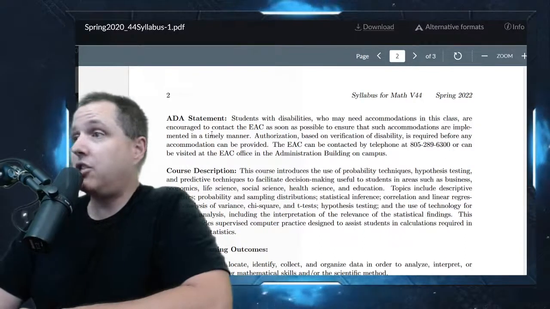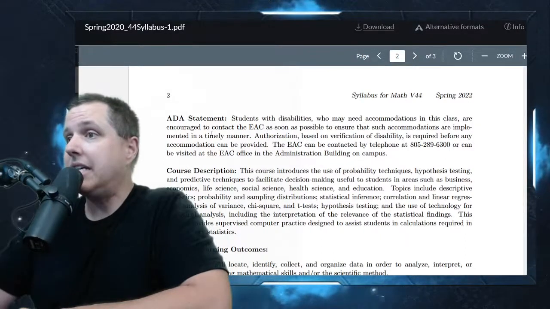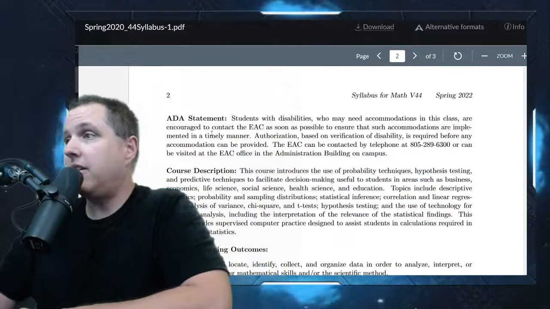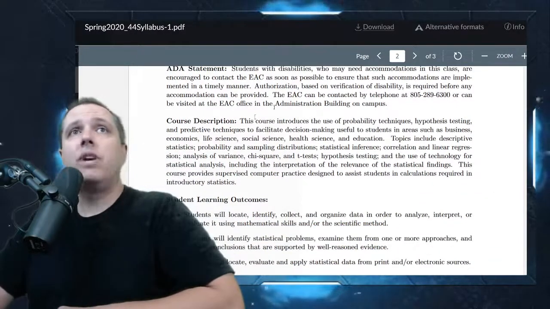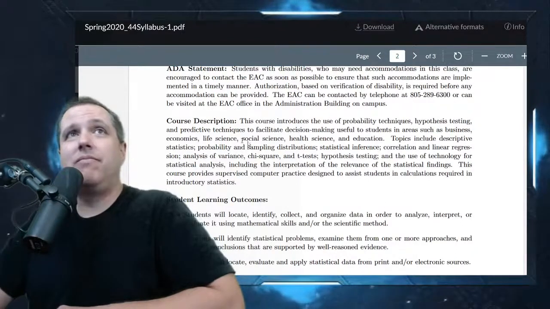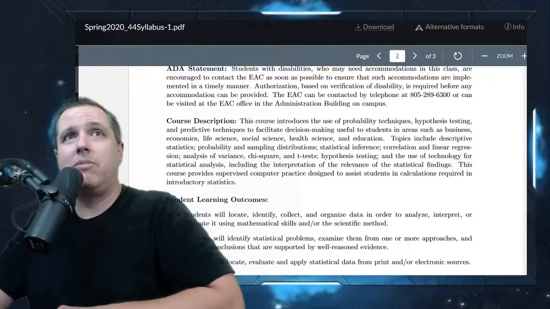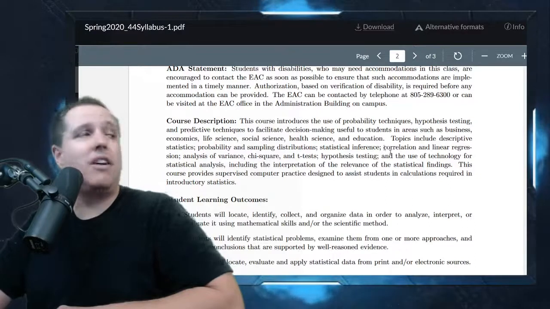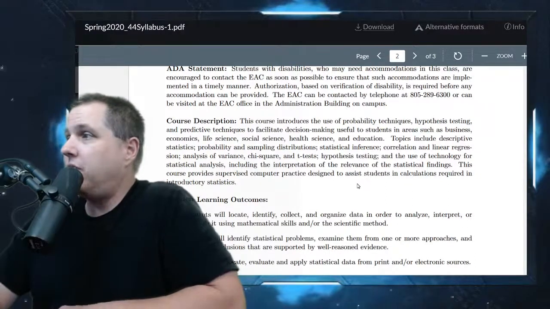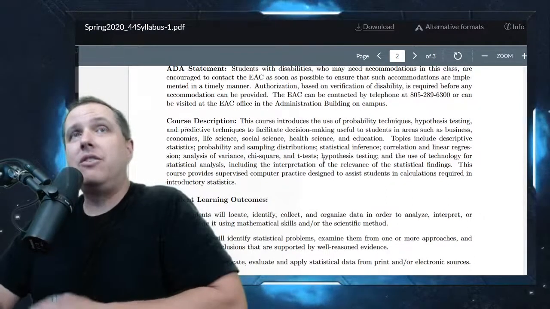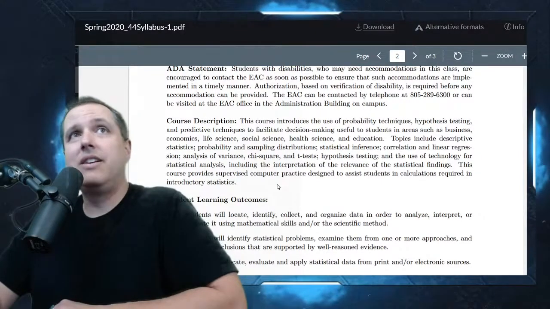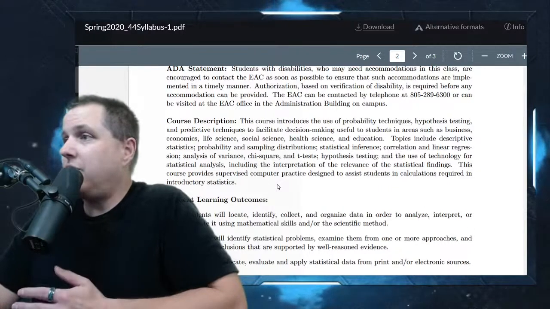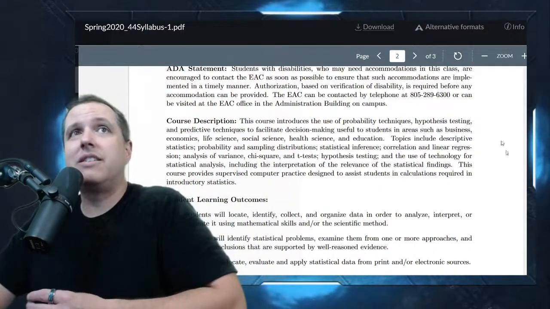But if you have a different accommodation, by all means, talk to the EAC. They'll contact me, and then it'll all be done correctly, okay? The rest of the stuff in the syllabus is just course description, student learning outcomes, course objectives. You won't know what any of this stuff is yet, because if you did, you wouldn't be in this class. Right? You don't know what a t-test is, a hypothesis test, any of that kind of stuff. Variance, standard deviation. If you knew those things, then you've already taken statistics, right?